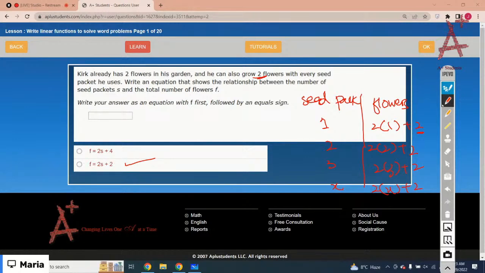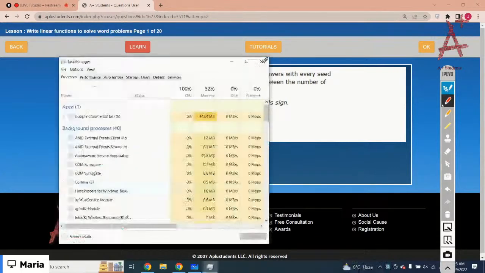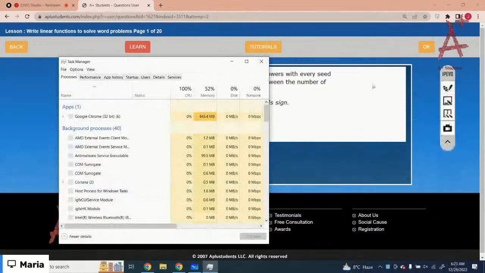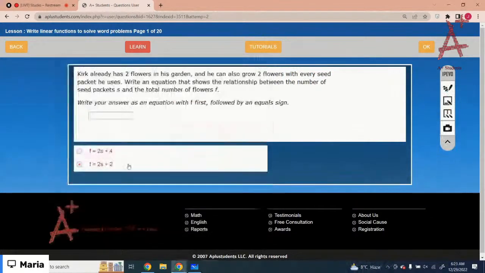The second option is the correct one. Just select the correct option, then click on the OK button. Got it? So the second option is the correct one.